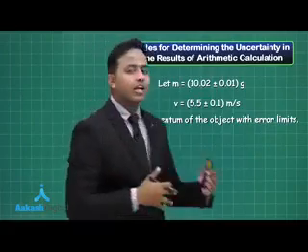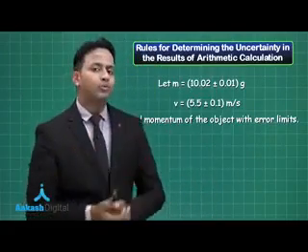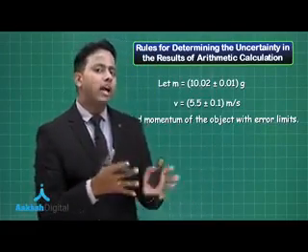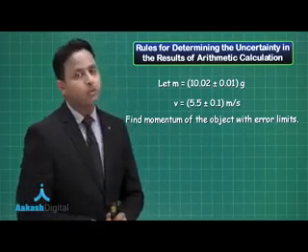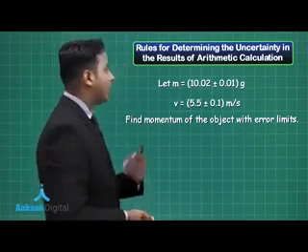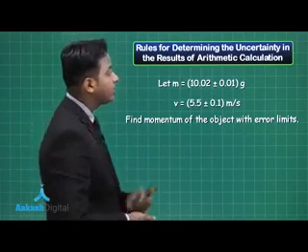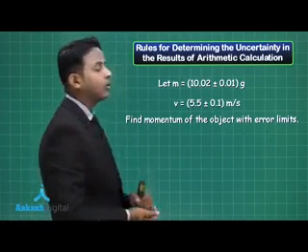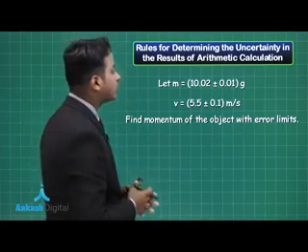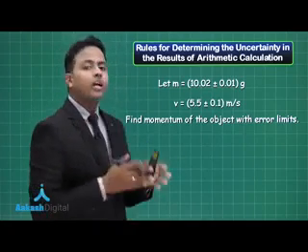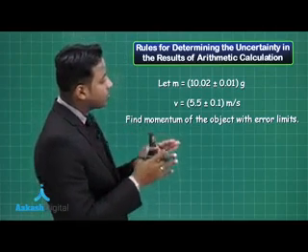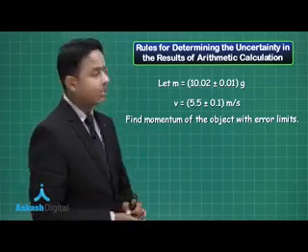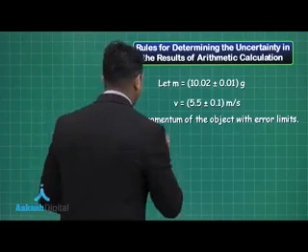Now let's analyze all the concepts which we have learned regarding significant figures and the rounding off of uncertain digits in some practical questions. So question number 1 says, let's suppose the mass of an object is 10.02 plus minus 0.01 gram. Velocity is 5.5 plus minus 0.1 meter per second. What we need to find out? Find out the momentum of the object within the error limits. So let's try to solve this question.